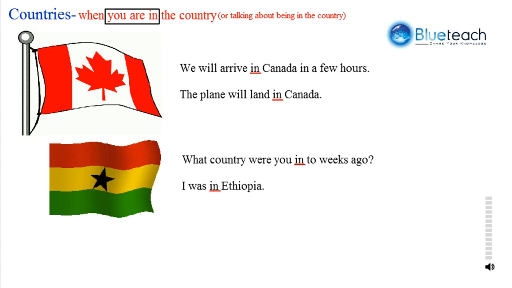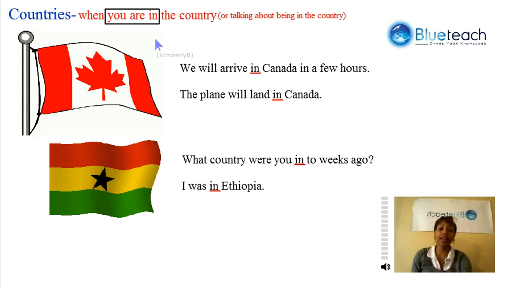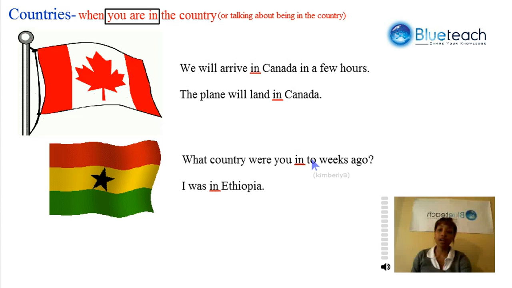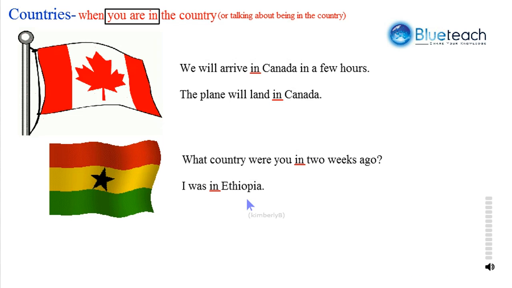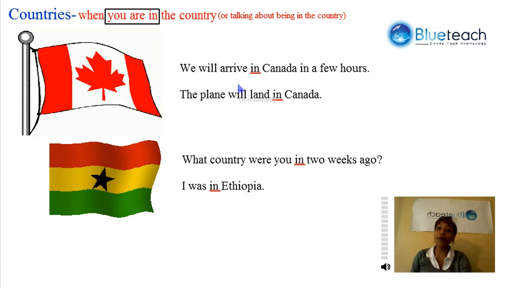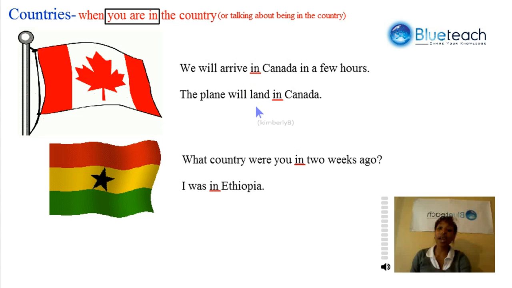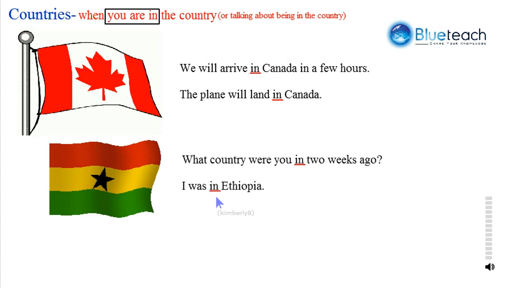How about when we talk about when you are in a country or talking about being in a country? We will arrive in Canada in a few hours. The plane will land in Canada. What country were you in 2 weeks ago? I was in Ethiopia. You see all of these different verbs, we use the preposition in: to arrive in. It talks about when we are in a specific place, physically in the country. We will arrive in Canada. To land in Canada. Where were you in 2 weeks ago? I was in Ethiopia.